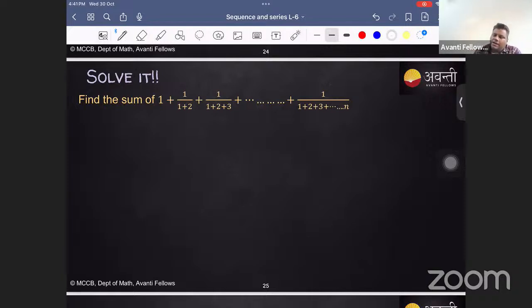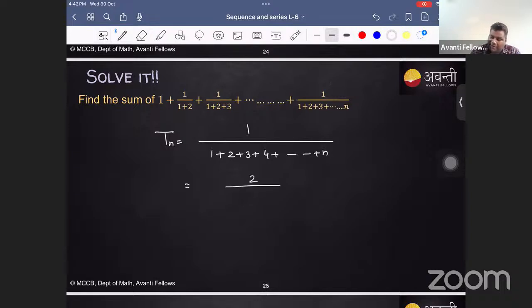See, again, the art starts with writing the nth term. What will be Tn? See, the numerator everywhere is 1. Denominator: first term 1, second term 1 plus 2, third term 1 plus 2 plus 3, fourth term 1 plus 2 plus 3 plus 4. So the nth term is 1 plus 2 plus 3 plus 4 up to n. So it goes like 2 upside, it is n into n plus 1. Am I correct? So this is what you got as the nth term.